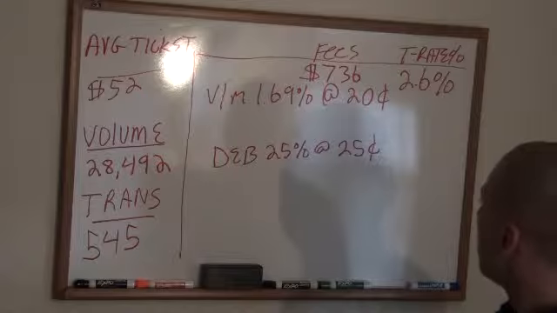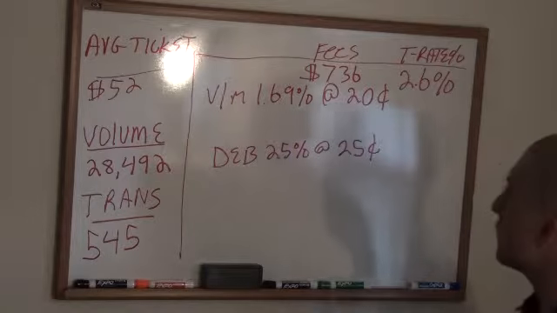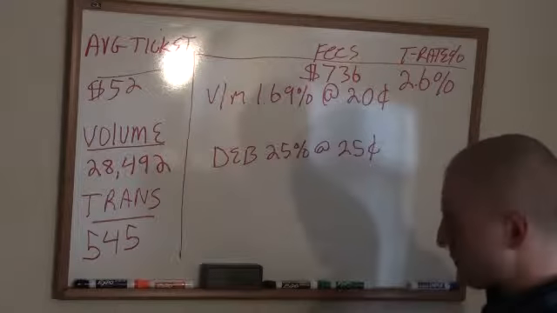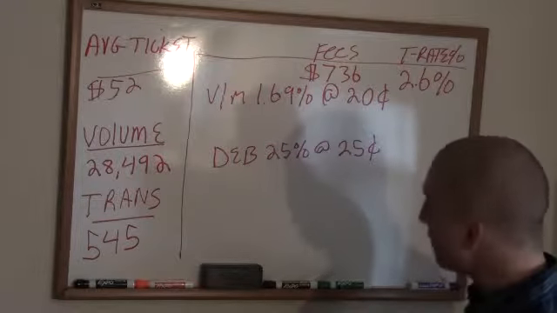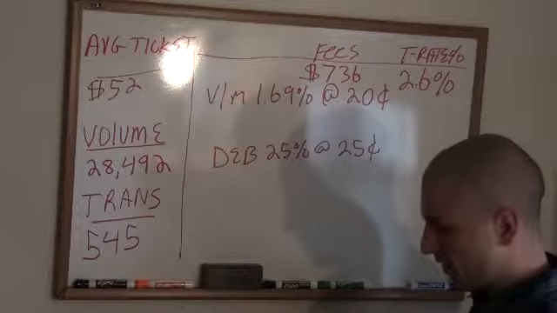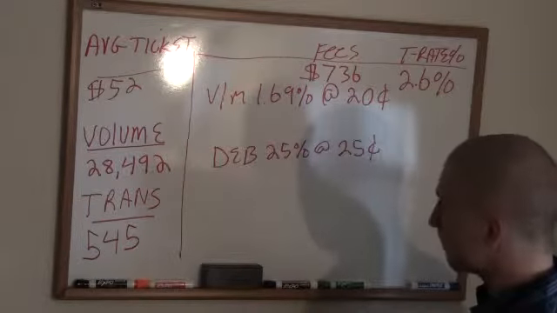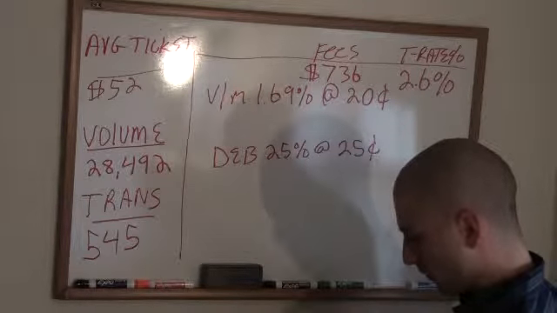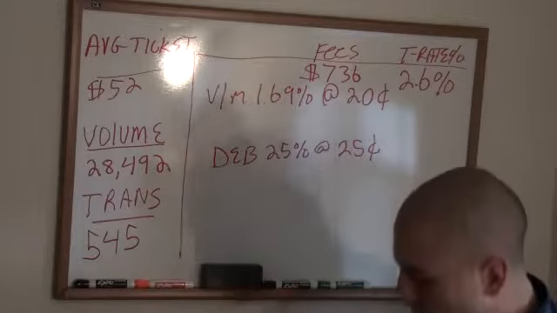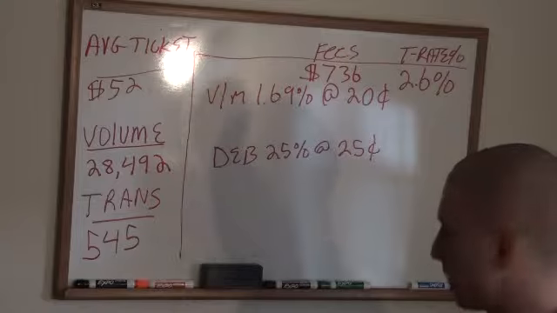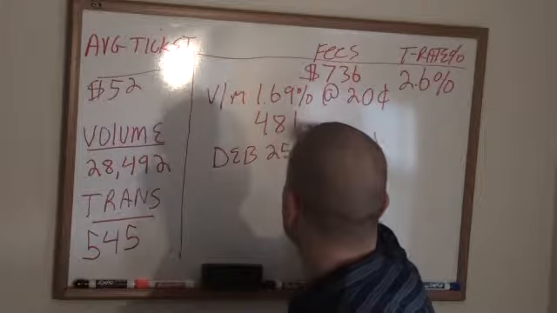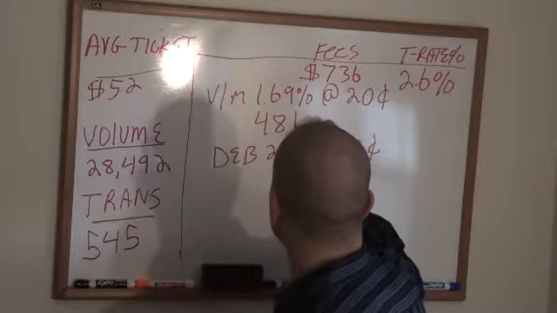So, now what we do is, our rate's 1.69%, right? Here's what we're going to do. It's very, very simple, folks. We're going to take his volume and multiply that by 1.69%. 28,492 times 1.69% is $481. So we write that right underneath, folks. $481.